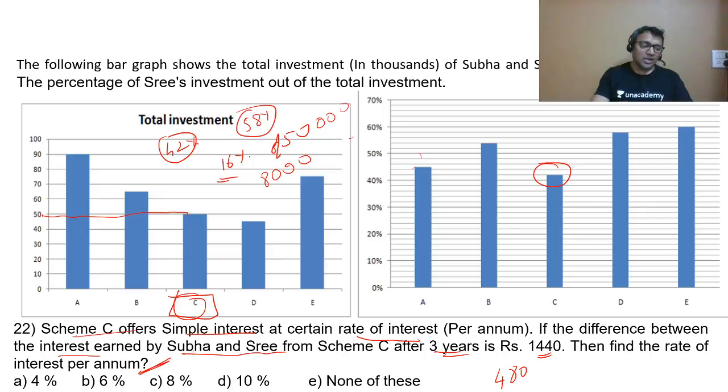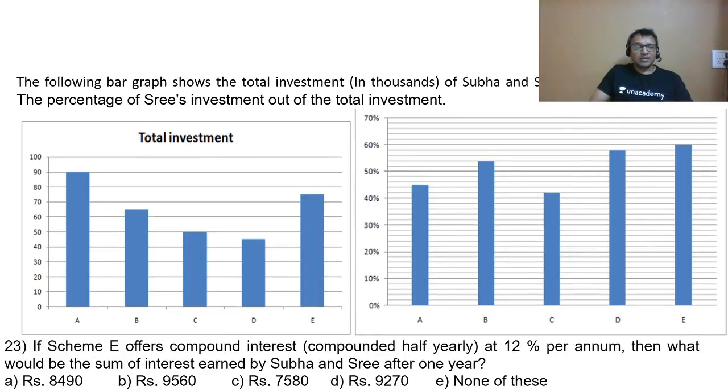Normally in a DI exam, out of the 4 sets, 2 are easy, 1 is medium, and 1 is difficult. That's how it comes. Out of the 4 sets, 2 are easy, 1 is medium maybe, and 1 is difficult. That's how you need to work on it.